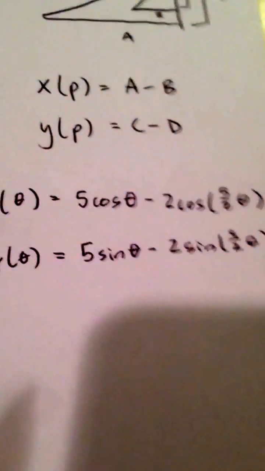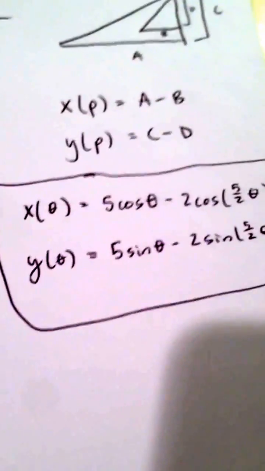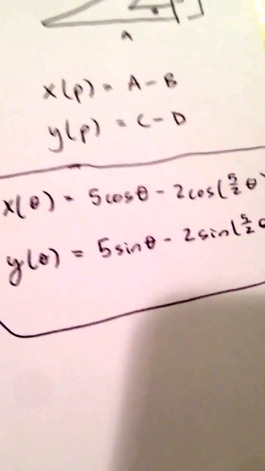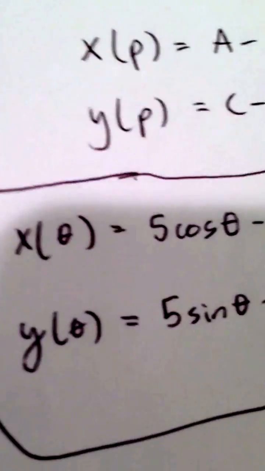And that is how you solve the parametric equation. And all the parametric equation is, you get x and y given by different equations in a single variable, which in this case is theta.